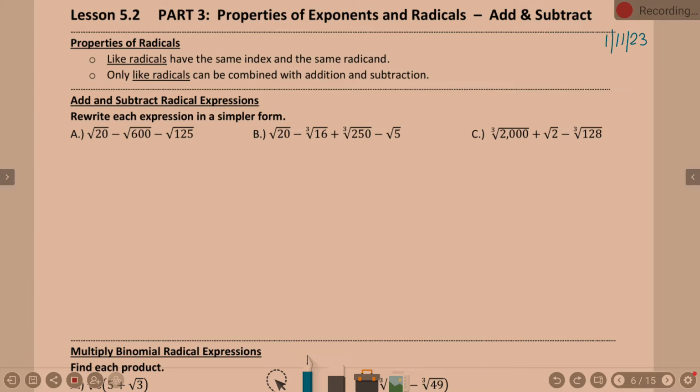Like radicals have the same index and the same radicand. So not only is it, for instance, the cube root of x, but it has to be the cube root of x there. It's not just cube root and cube root, it has to be cube root of x and cube root of x. Those are the radicands. They have to be identical, not just the 3's, but the x's as well.